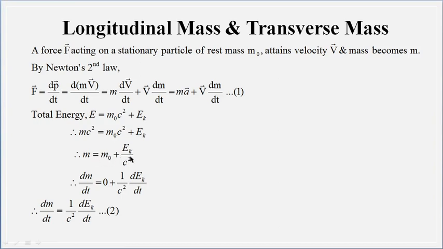Now differentiate this with respect to time. m is a variable, so it becomes dm by dt. m naught is a constant, it is the rest mass; when it is at rest it has some constant energy, so the derivative of m naught is 0. Then 1 by c square is constant. Now Ek is variable, because as the body is moving, the velocity may increase or decrease, so kinetic energy also varies. So it is dEk by dt. Finally we get dm by dt equal to 1 by c square dEk by dt. That is equation 2. Now we can substitute this in equation 1 and get the expression for the force.